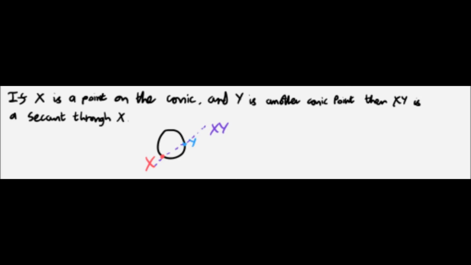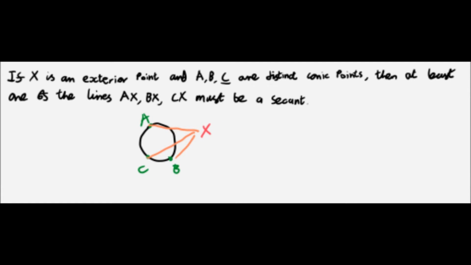Okay, so I'll tell you one way to do it. If we get such an exterior point, capital X, and then we pick 3 distinct points, A, B, and C, on the conic, then we can consider these 3 lines, AX, BX, and CX. And the claim is that at least one of these 3 lines actually has to be a secant line.